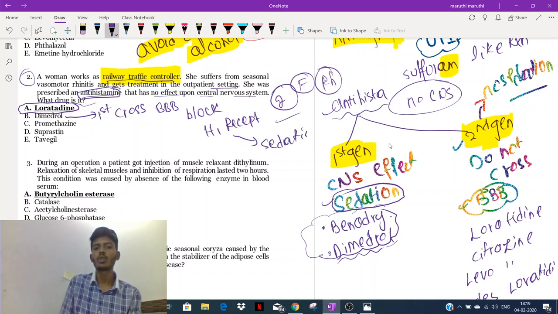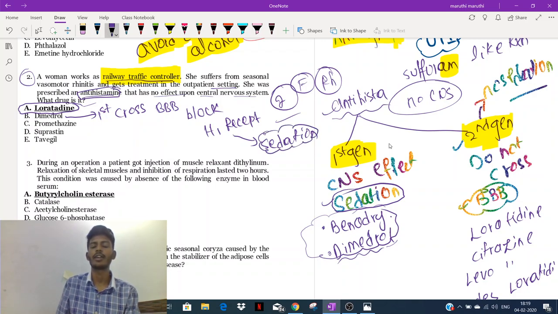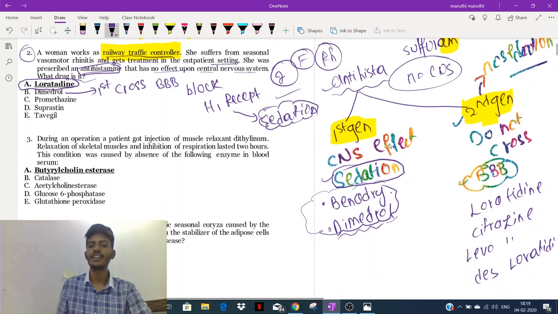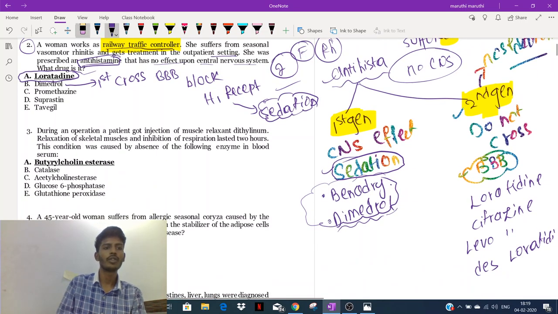Okay. Now we have two types of histamine receptor. If you want to learn full antihistamines, there is another video on the channel. You can check it out. Histamine receptors are divided into two types, H1 and H2. H1 is present all over the body. H2 is present in the GIT, that is in the stomach. So this is the story of our second generation antihistamine.